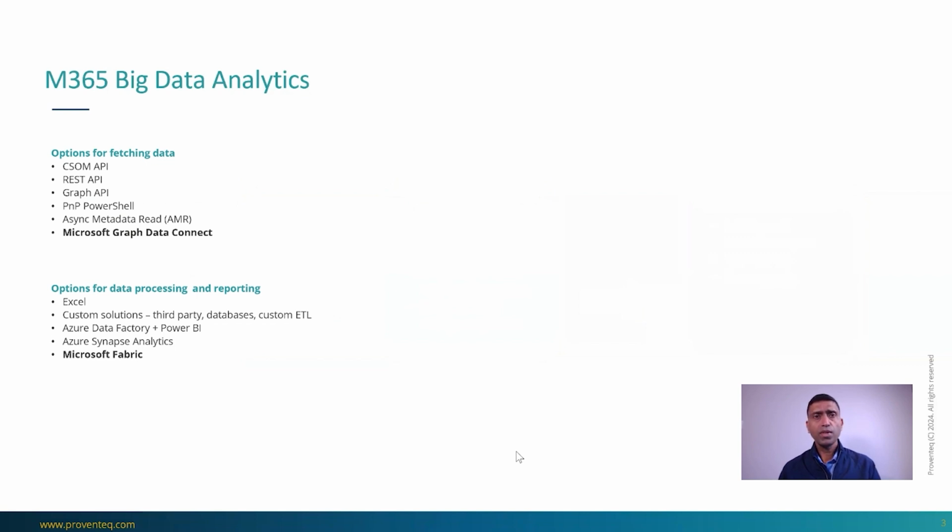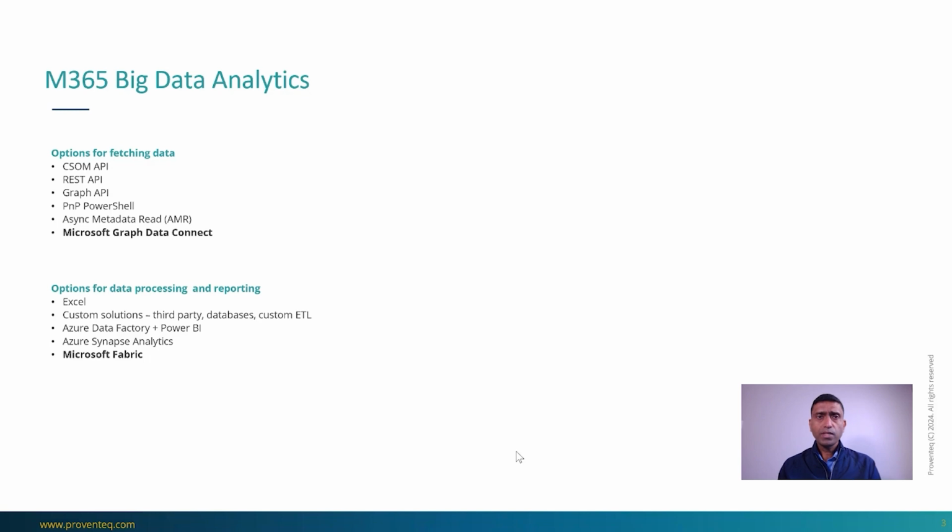But in addition to that, there are other ways you can bring data. One not so popular method is the async metadata read. AMR is not very easy for everyone to implement, and that's why it's not very popular. AMR would bring back the entire manifest of data from a library, and you can then use that to extract the necessary information. But in addition to that, there is also Microsoft Graph Data Connect, and that's what we will look at in this session.